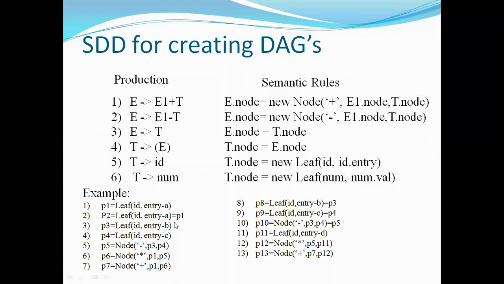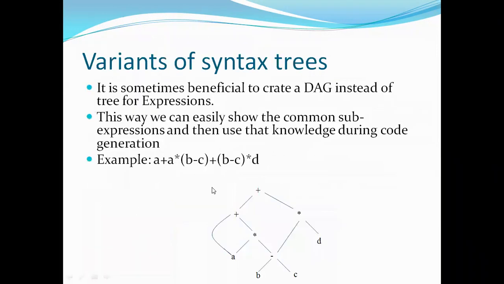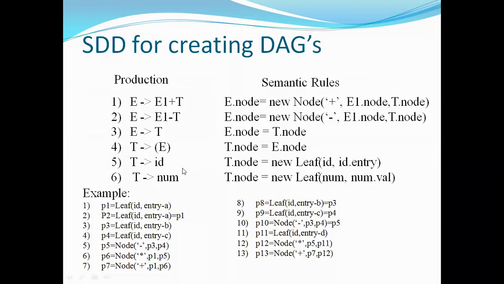Here the same operation I assigned for the pointer P2, but it was already in pointer P1, right? So I am just assigning the existing pointer P1, because in P1 it was already stored with an A. And what is P3? In the expression we have B minus C. So this pointer is leaf of B; B is an identifier, so ID comma entry B. And P4, leaf of ID comma entry C.